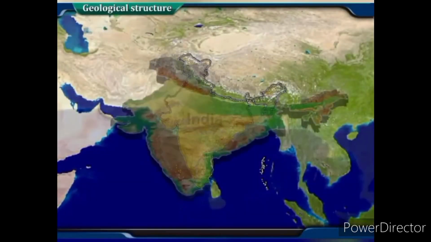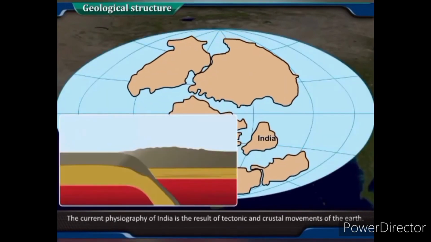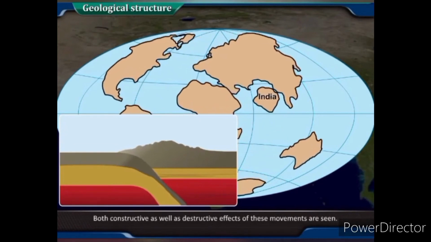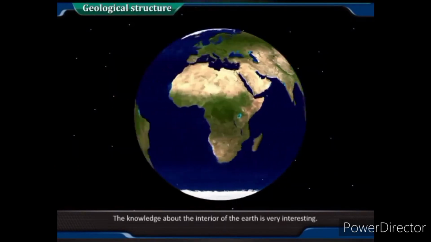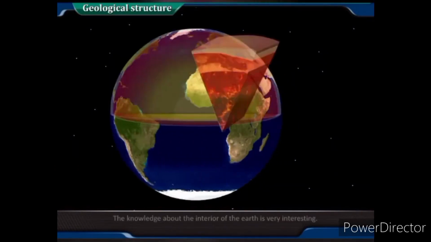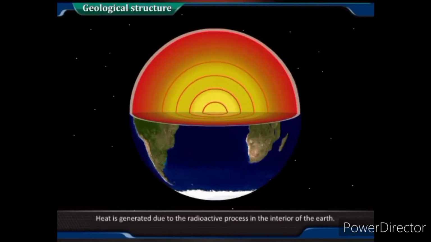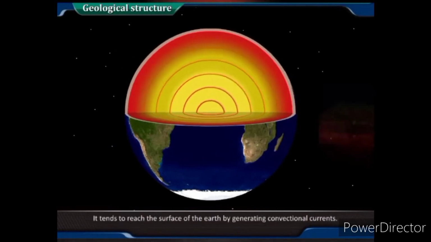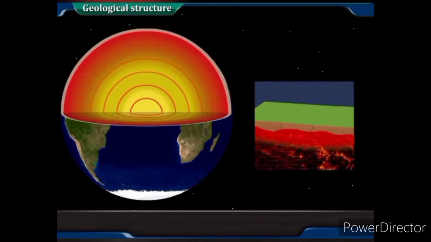Geological structure. The current physiography of India is the result of tectonic and crustal movements of the earth. Both constructive as well as destructive effects of these movements are seen. The knowledge about the interior of the earth is very interesting. The crust of the earth floats over the semi-liquid rocks of the asthenosphere. Heat is generated due to the radioactive process in the interior of the earth. It tends to reach the surface of the earth by generating convectional currents.